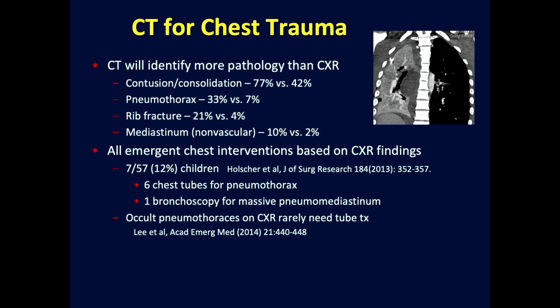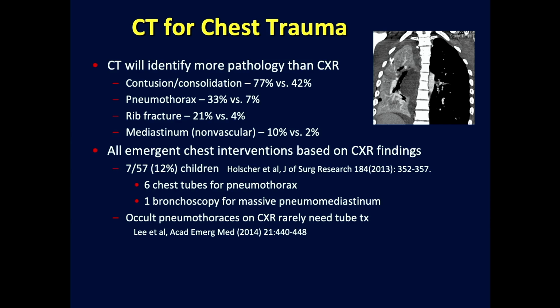So chest CT, when should we do CT of the chest in children? Well, certainly CT is going to identify more pathology. There's no doubt about it that you will see contusions, pneumothorax, rib fractures, even mediastinal injuries much better, and more frequently, if you use CT. But studies have really showed us that any of the abnormalities that are going to require an emergent intervention are going to be seen on your chest x-ray.